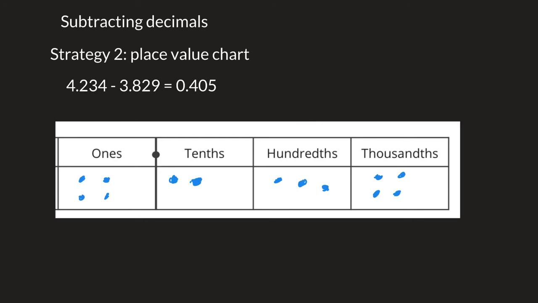I'm going to regroup because we know that we have to take away 8 tenths, and there's definitely not 8 tenths here. So we're going to take this and we're going to regroup it there. We're also going to take 9 thousandths away from this, and there's definitely not enough. So we're going to take that and we're going to regroup, and it's going to look like this.